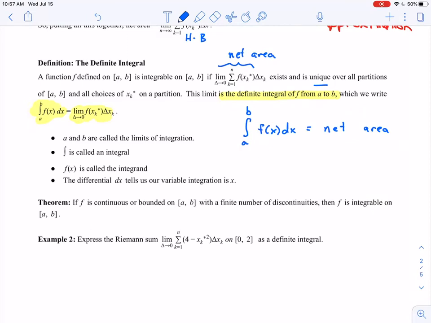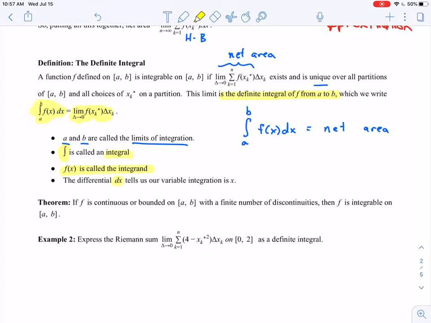Some terminology that we need to talk about here. A and B are called the limits of integration. So A is called our lower limit of integration. B is called our upper limit of integration. That squiggly line that we talked about a little bit way back in 4.9, that is called an integral. The function that is inside of that integral is called the integrand. So that's the piece that we're actually integrating.